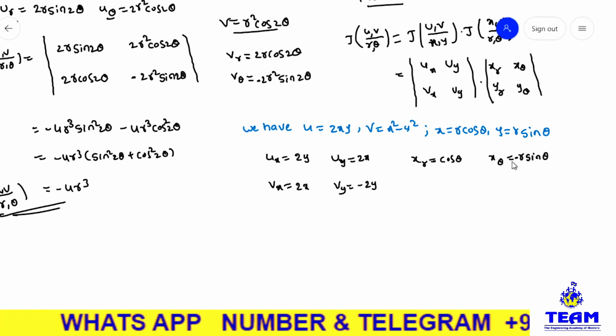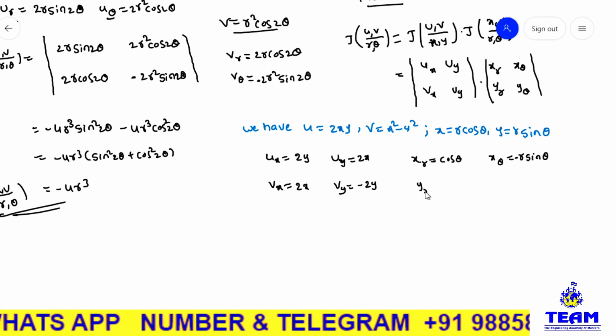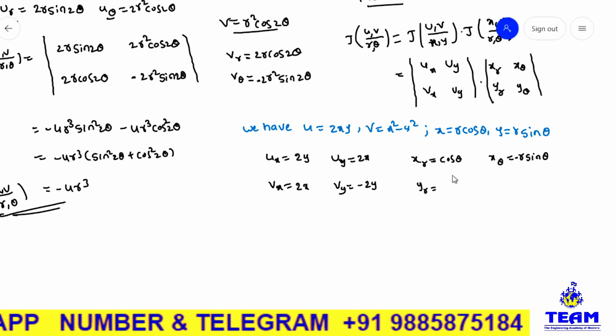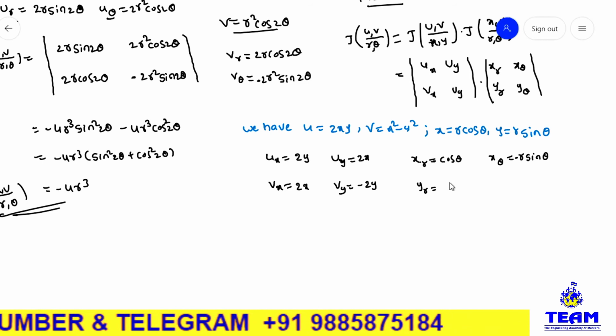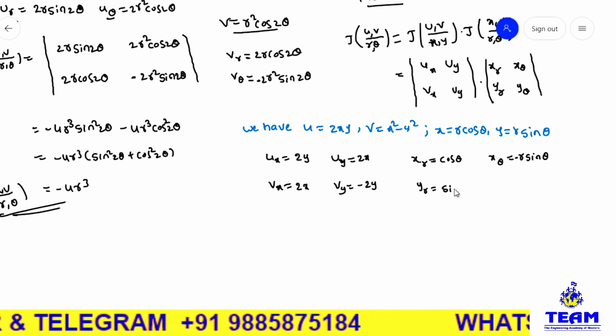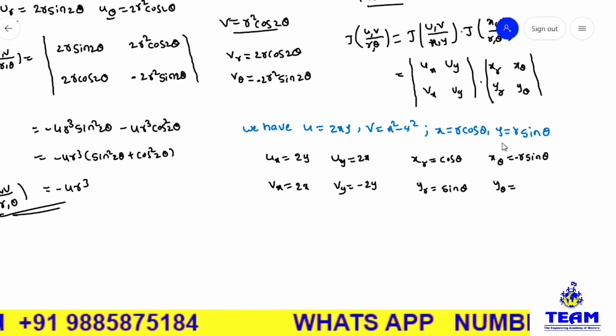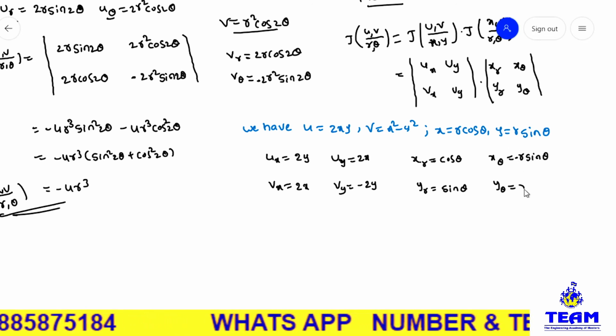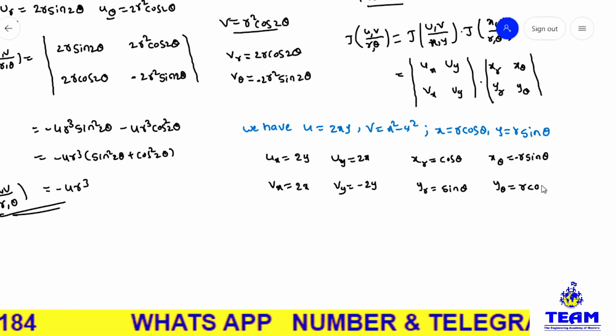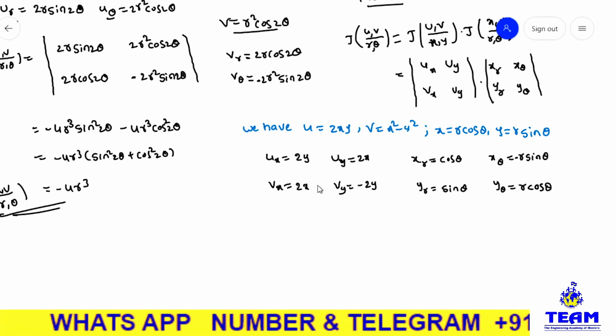Remember, this is negative. Next y r, that is dou y by dou r. What is dou y by dou r? R is there, sin theta is there, so the r derivative is 1 into sin theta, which is sin theta. Next dou y by dou theta: I am differentiating y with respect to theta, so r is a constant and the derivative of sin theta is cos theta. Yes, I got all the partial derivatives.